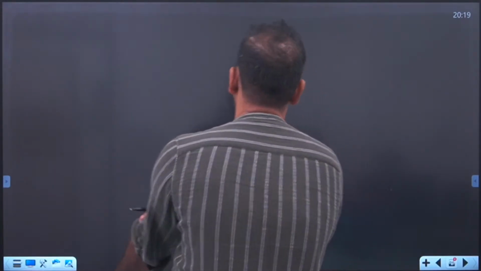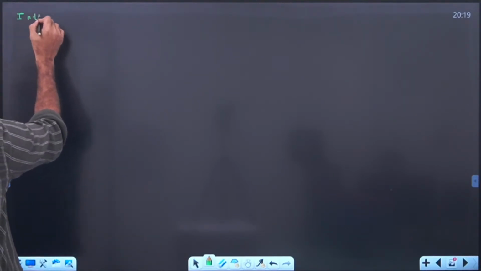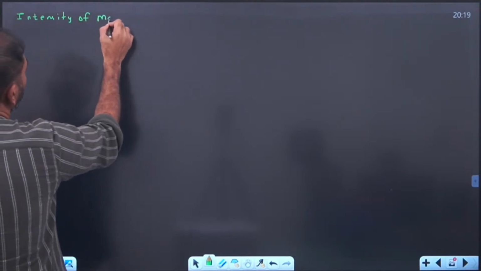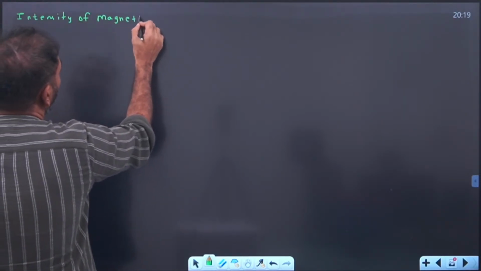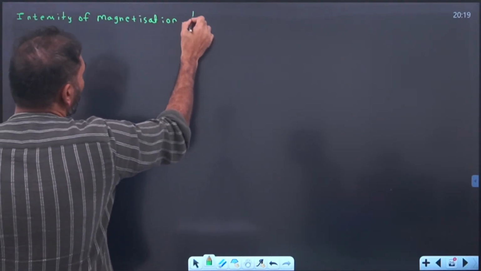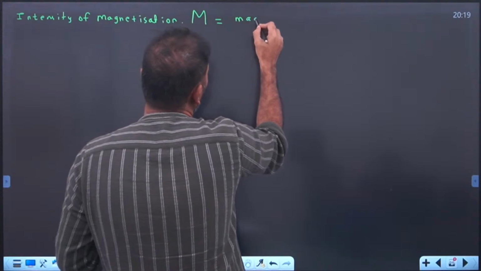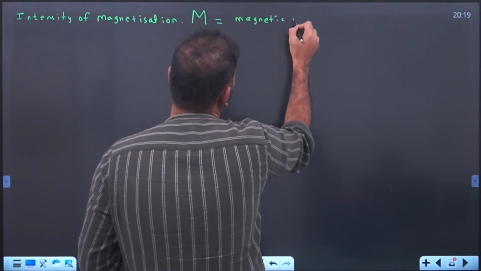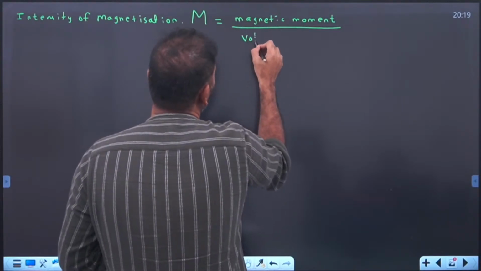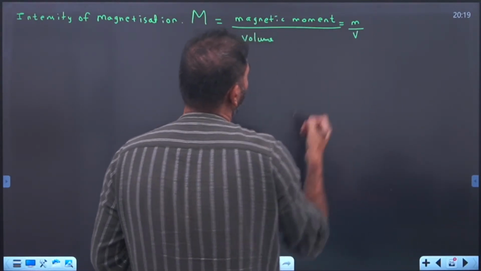Next topic is intensity of magnetization. It is denoted by capital letter M, equal to magnetic moment by volume. Magnetic moment M by volume V.